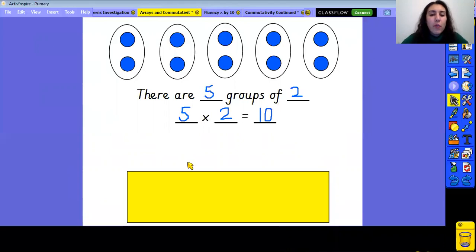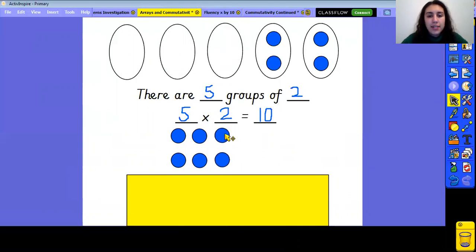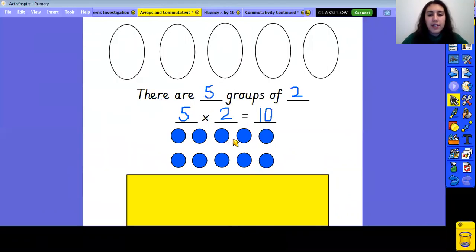I'm going to show you a different way of representing that now. And what I'm going to do is I'm going to take these counters out and I'm going to arrange them in rows and columns. So rows are lines that go across and columns are lines that go down, like this. So I've arranged all of my counters into lines that go across and also lines that go down. And when I show my multiplication in this way, this is called an array.